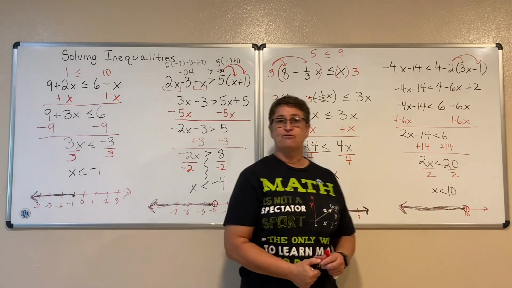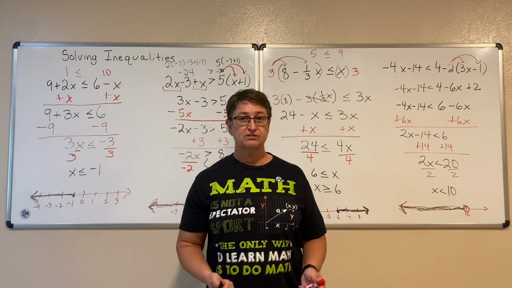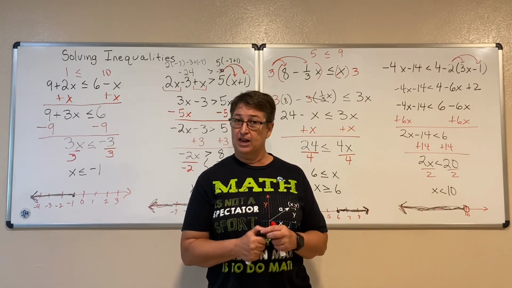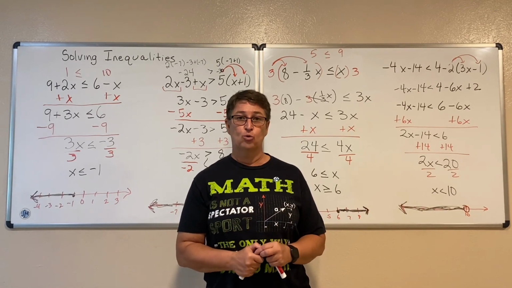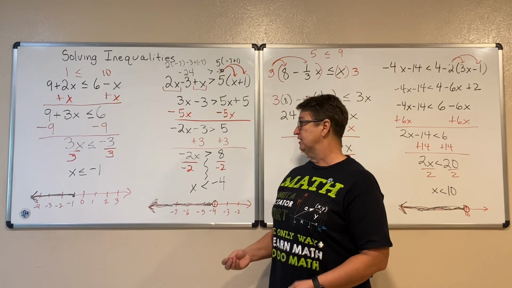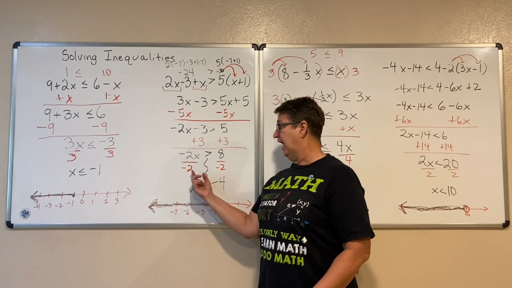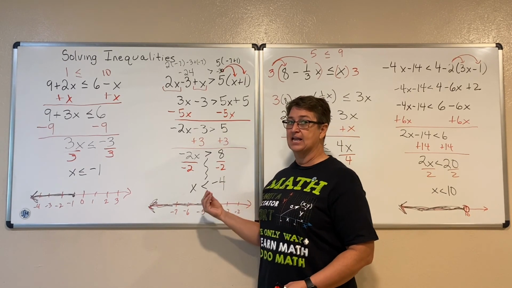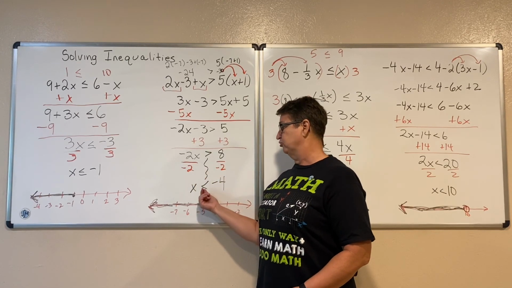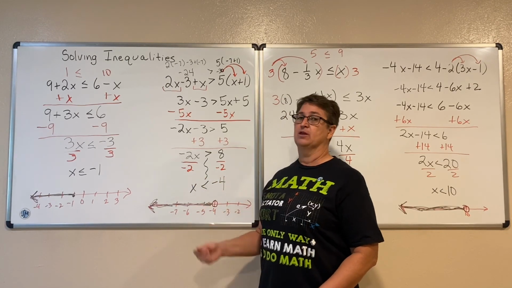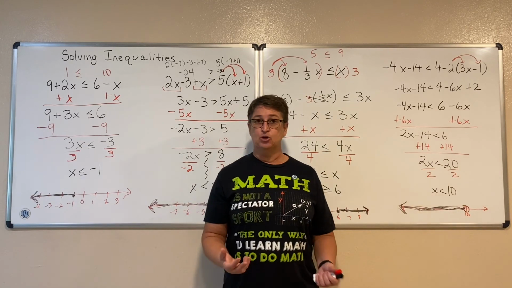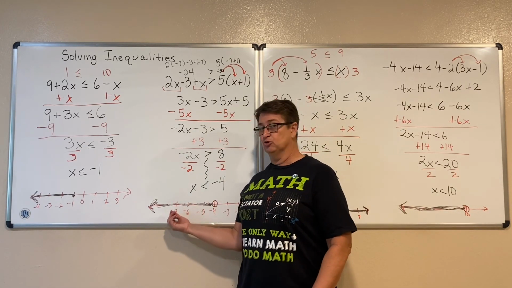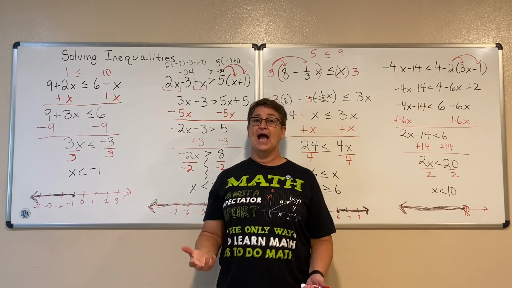So when you're solving inequalities, it's just like solving with an equal sign, an equation. The difference is when I divide or multiply by a negative number, I do have to flip my sign. Then I can, just like in an equation, check my solutions to make sure that they actually work.